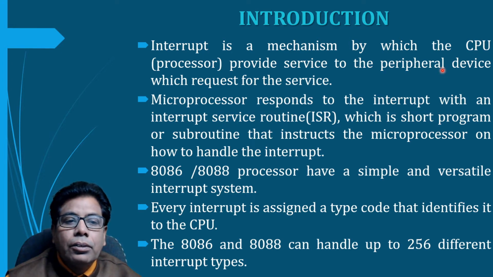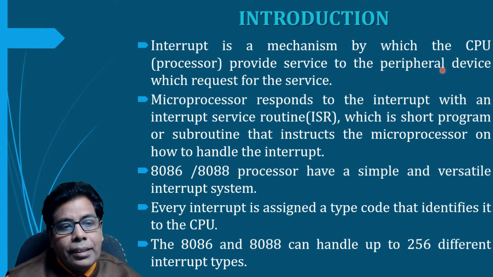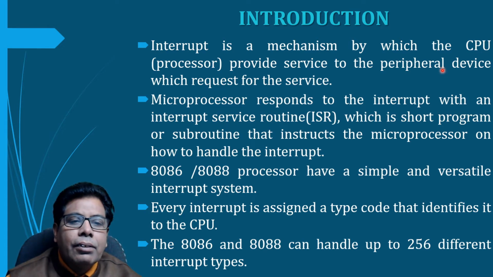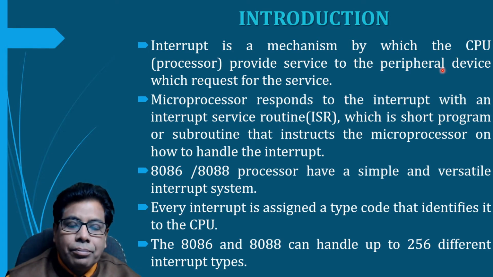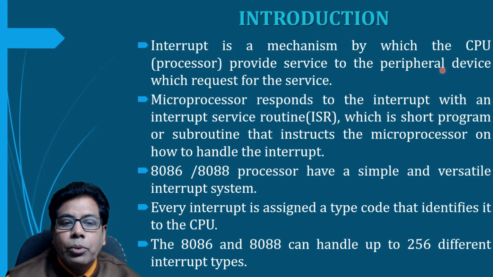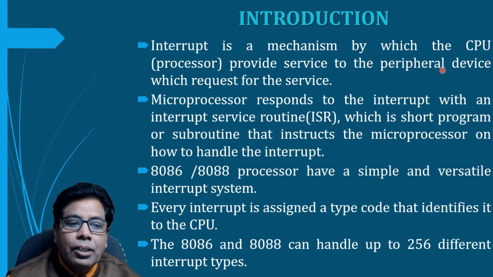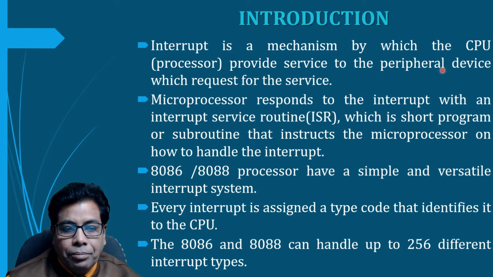and it will service the devices. Now the 8086 and 8088 processors have a simple and versatile interrupt system. Every interrupt is assigned a type code that identifies it, and it can handle up to 256 different interrupt types. So the type codes will be from 00 to FF in hexadecimal and 00 to 255 in decimal.